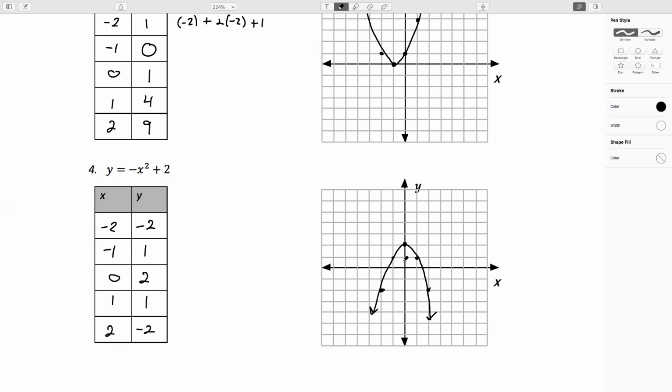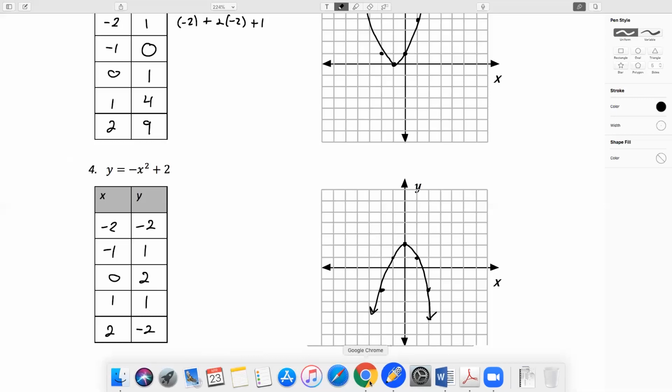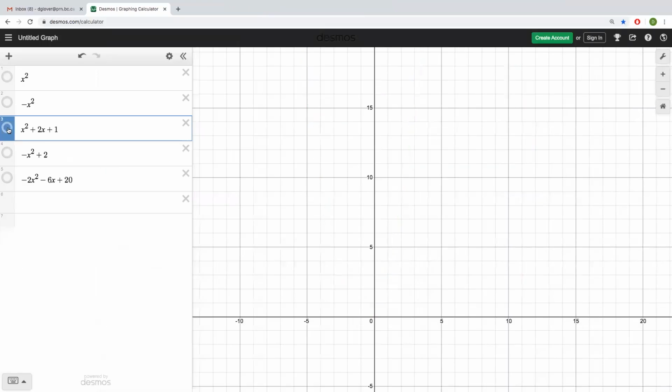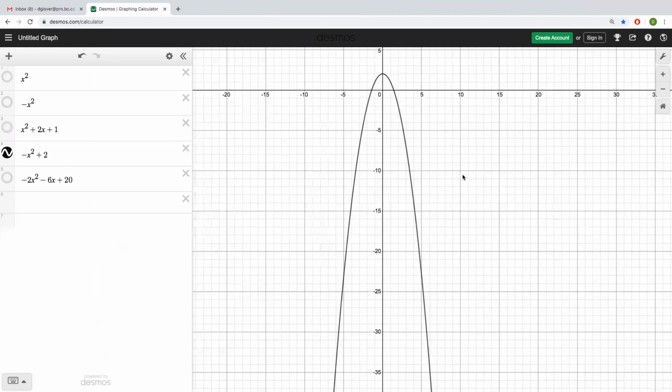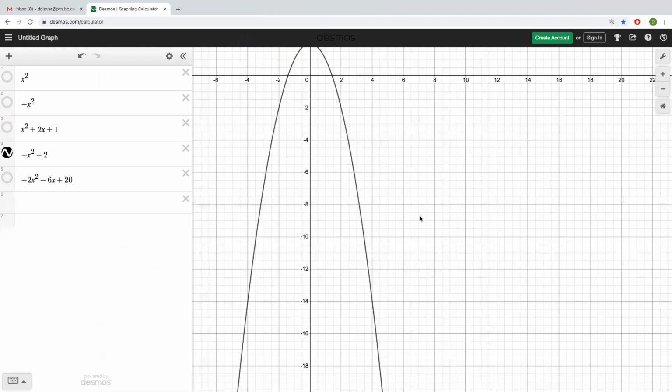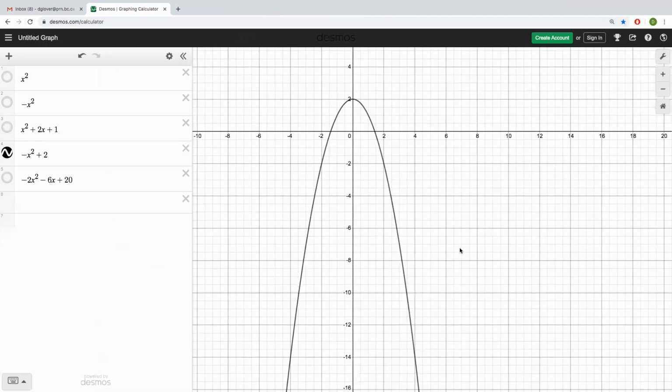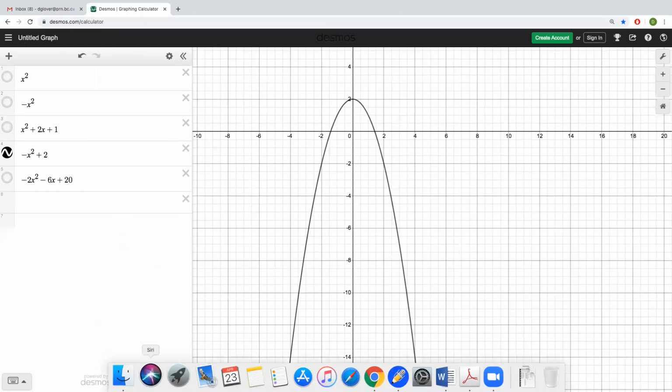And we can go ahead and graph this in Desmos. We can go down to this one, and we can make sure that we actually graphed it properly. It's a good habit to get into, especially if you've got extra time. Double check your work, graph it on a graphing calculator. It only takes a minute.